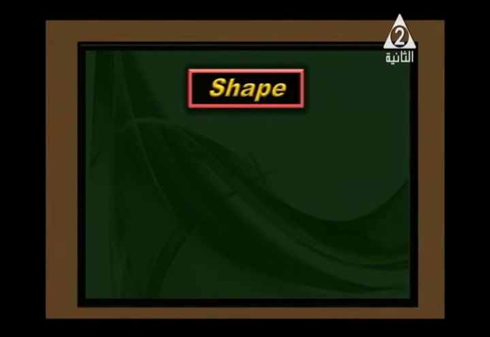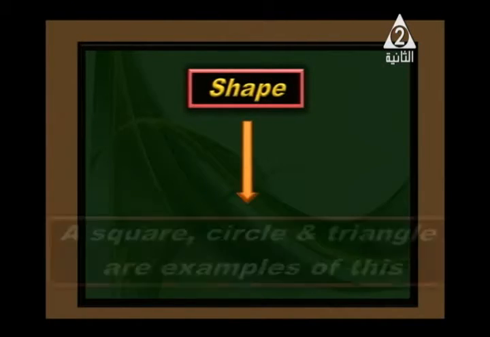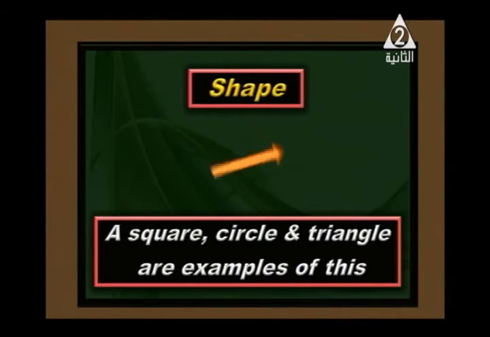Number 2 is shape. So what do you mean by shape? Actually, shape, it means a square, circle, triangle are examples of this meaning. So if I have square, circle, triangle, anything like this, actually we will have here shape. Okay, but we have here the P sound. So you have to take care of this.